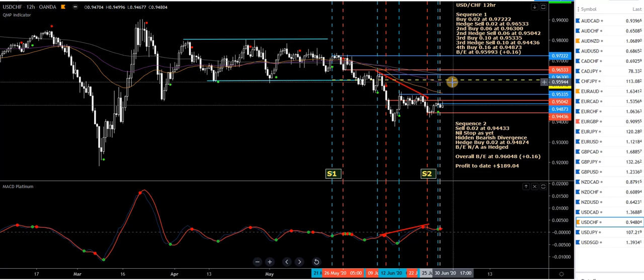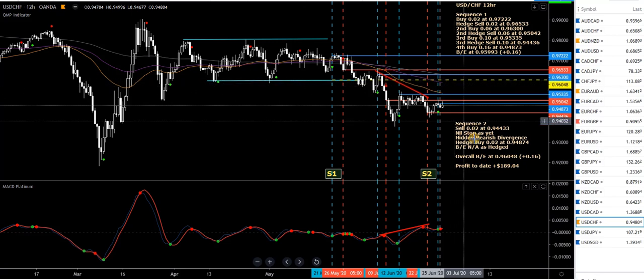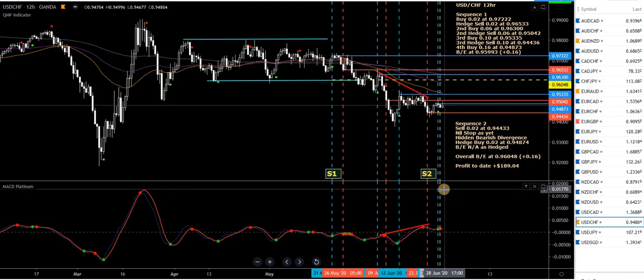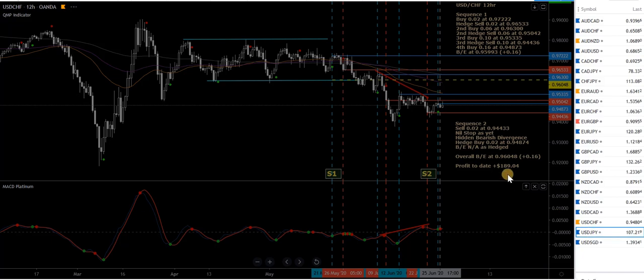So overall break even is at the 96048 level, which is this yellow line here. We've really got to get up to there and try and get out of this mess. In the meantime, just keep on trading what's in front of me. USD Japanese yen.